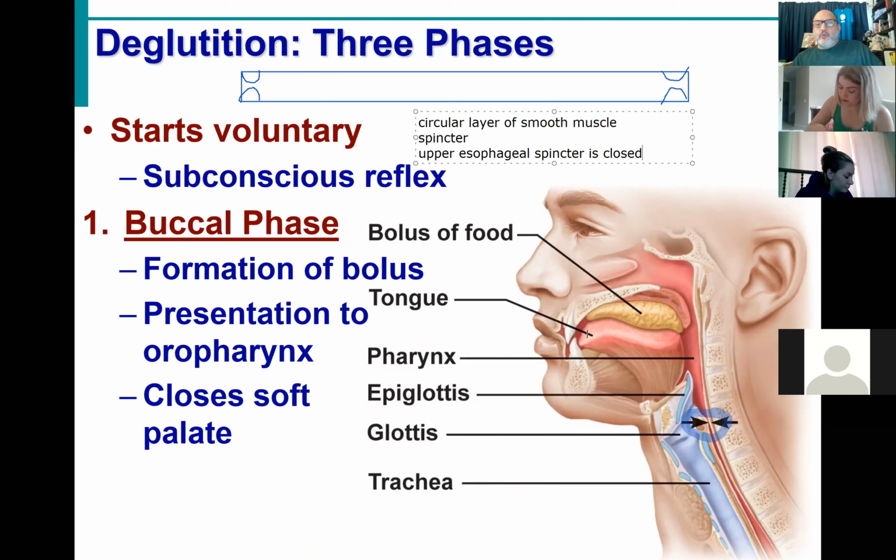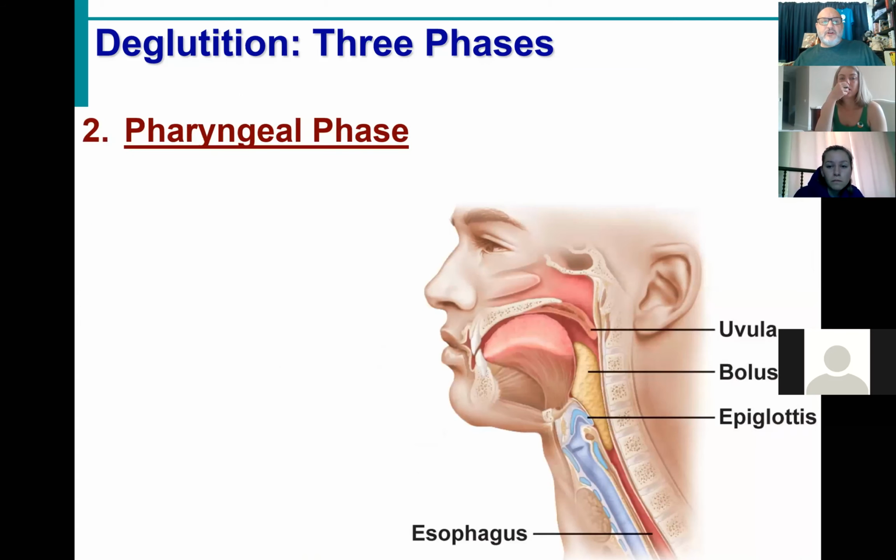However, when we present the bolus to the posterior part of the oral cavity, it closes the soft palate so that that is no longer able to be a pathway for air or for food to go into, and it causes the larynx to open. And that occurs in what is known as the pharyngeal phase. Notice when the bolus reaches that pharyngeal phase, and again, we can see how that uvula of the soft palate has closed off the nasopharynx, and our larynx, as it elevated, as it raised in our throat, we can see two things that have happened.